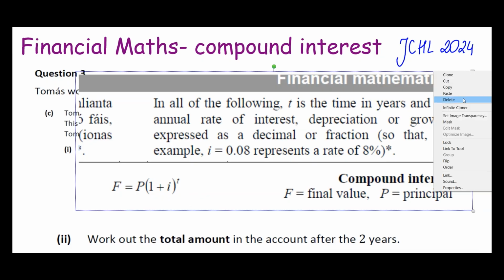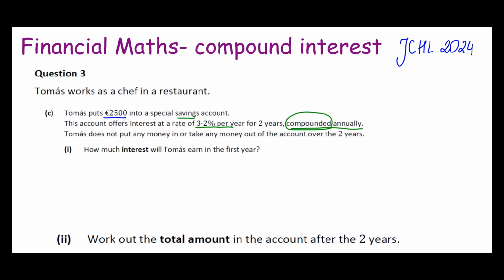our formula. Let's just remove that at the moment. So the formula is F equals P(1 + i)^t. Okay, so once we see that word, it is a kind of trigger for compound interest. Now I will explain in a minute what that means. Annually means what? Yearly. So the first part is saying how much interest will Thomas earn in the first year.